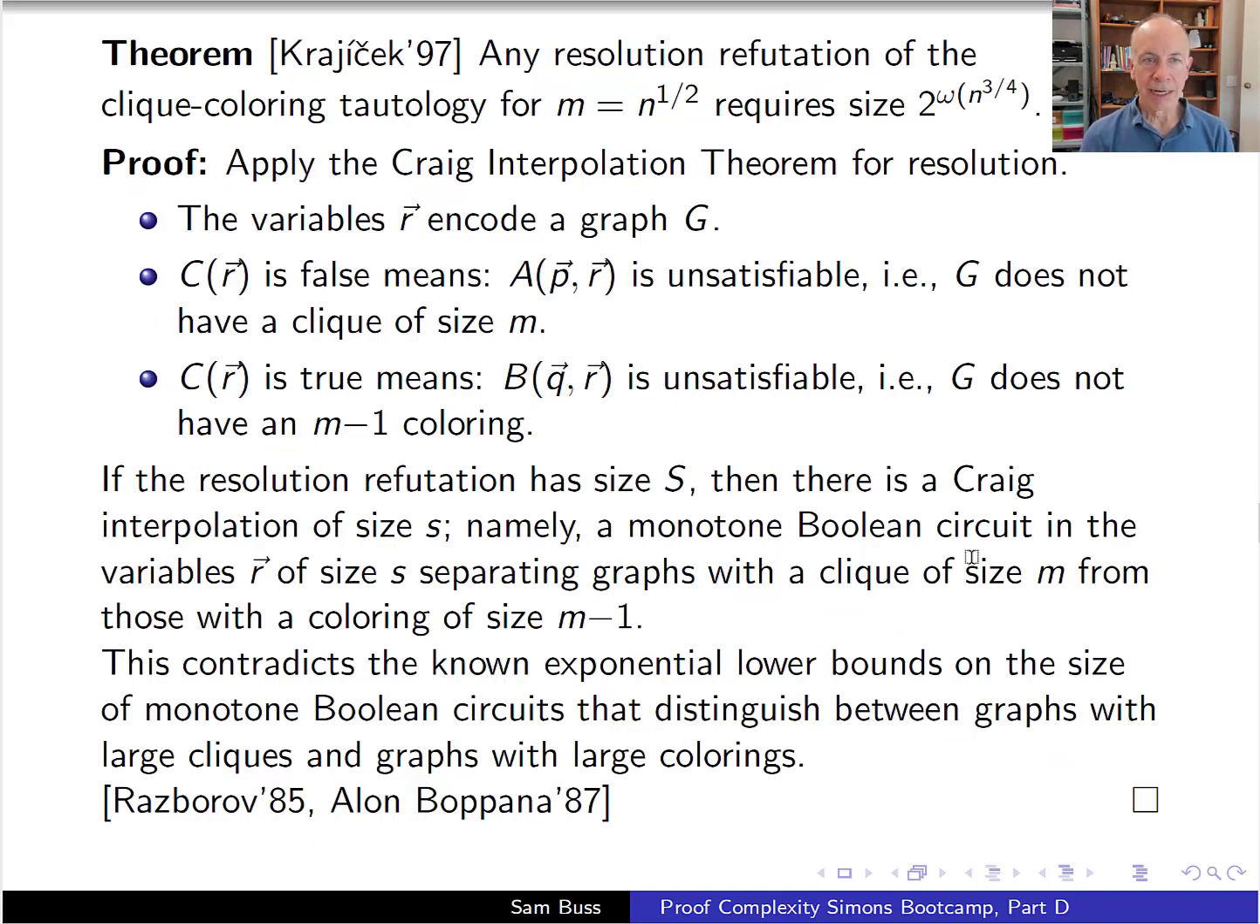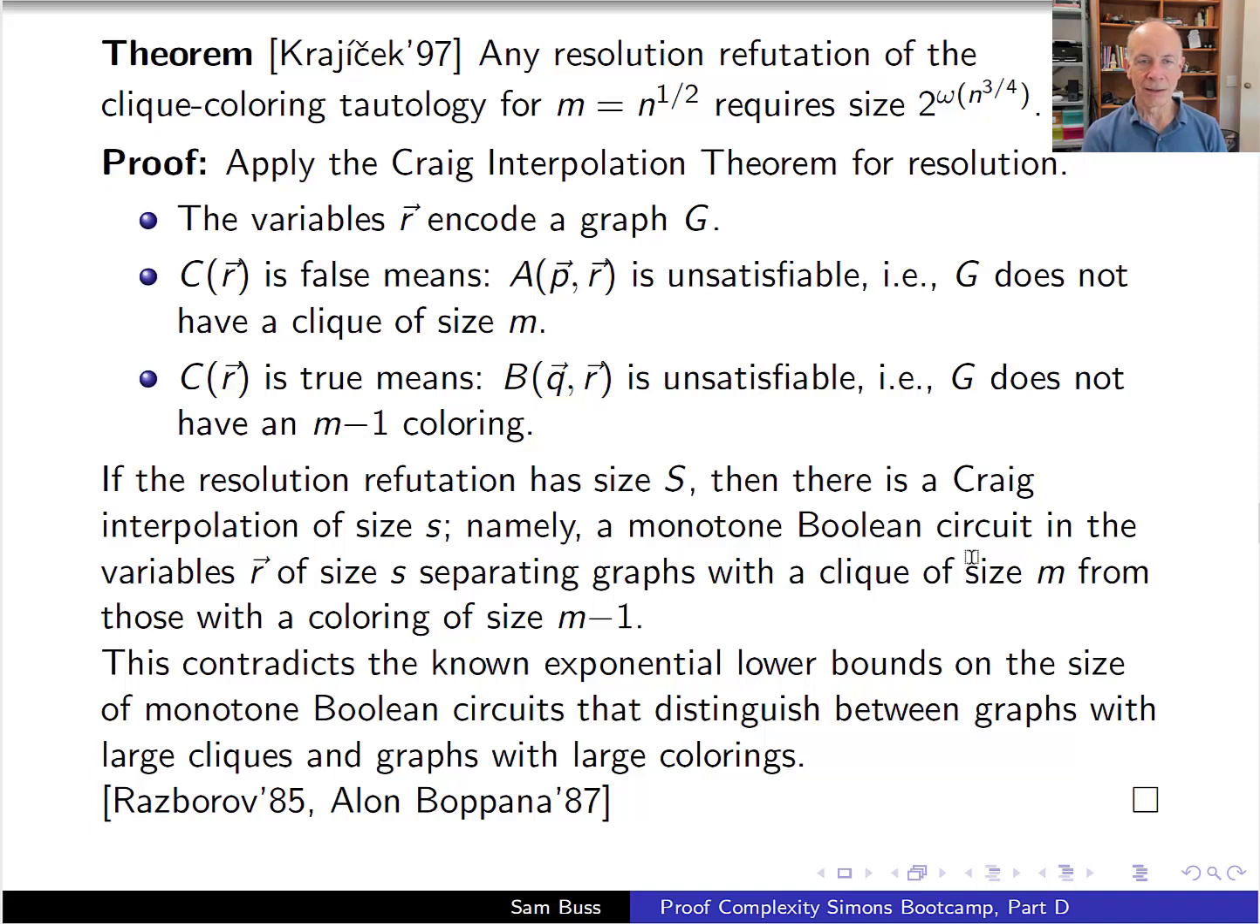And now we get the theorem that I already mentioned for resolution, that any resolution refutation of the Clique coloring tautology for m equals n^(1/2) requires size 2 to the Omega of n^(3/4). So we just apply the Craig interpolation theorem to the Clique coloring tautology, assuming that there's a short resolution refutation for the Clique coloring tautology. So the variables R encode the edges of a graph.